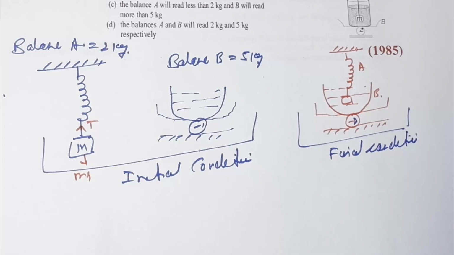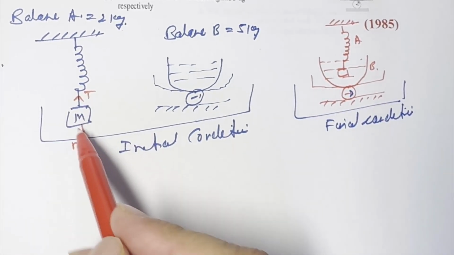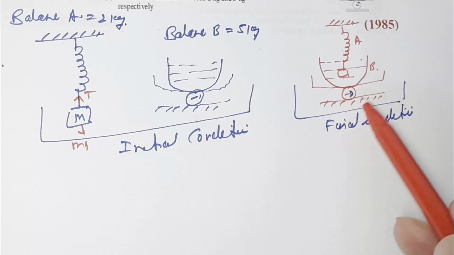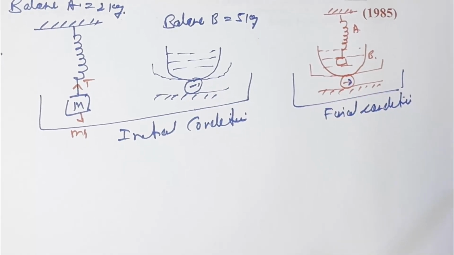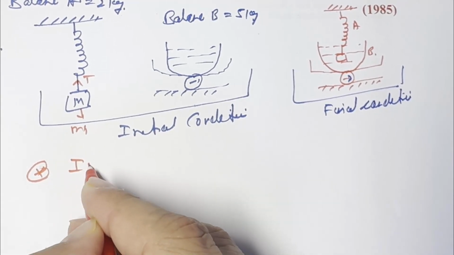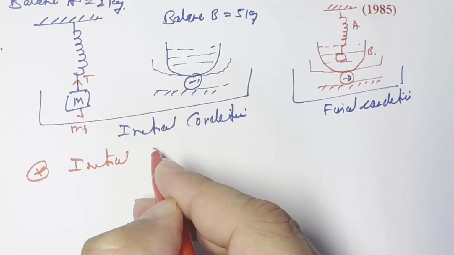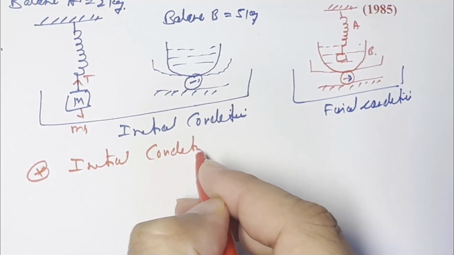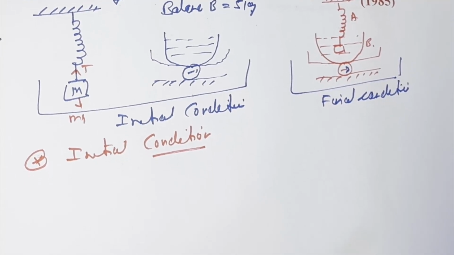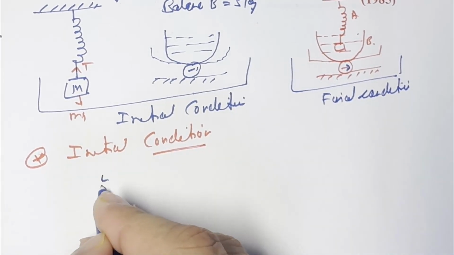So let us discuss the initial condition for the two parts. First considering balance A, then balance B. Then we are going to discuss our final condition when there is a combined effect of balance A and balance B. Initial condition, and initial condition is for balance A.